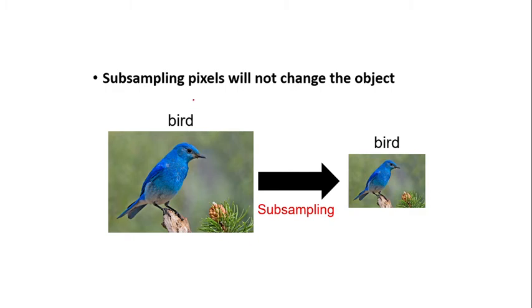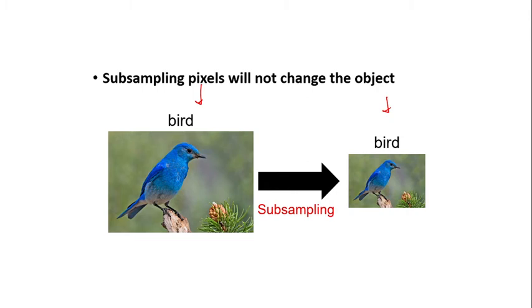So this is the original image which is much bigger, and this is the subsampled image which has only 25% of the pixels. It means if you are trying to solve a classification problem, then even if you keep only 25% of the information, you are still able to classify a particular object or image properly. And this entire concept is known as subsampling.